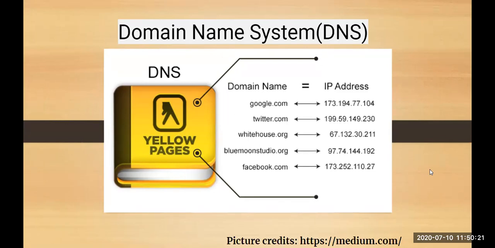199.59.149.230. Similarly, the next web domain name is whitehouse.org. When I talk about whitehouse.org, it is an organizational website, which will have its corresponding IP address, 667.132.30.211. Similarly, we have other types also, like .edu, which represents an educational website, and .gov, which says it is a government website. So similarly, there are other websites available.